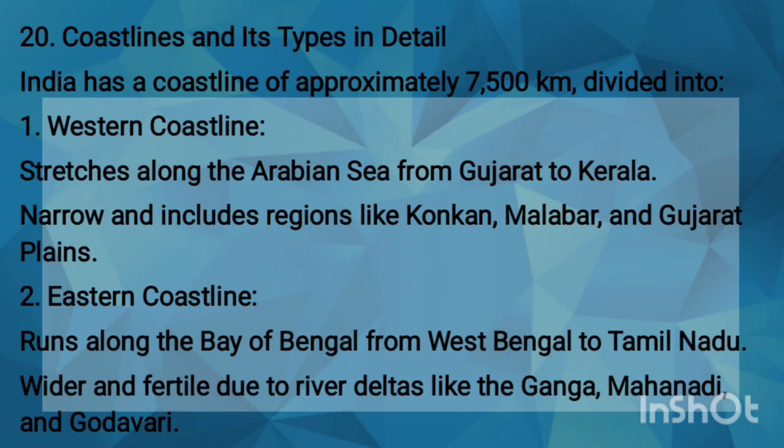Coastline and its types in detail. India has a coastline of approximately 7,500 kilometers, which is divided into the western and eastern coastlines. The western coastline stretches along the Arabian Sea from Gujarat to Kerala, is narrow, and includes regions like Konkan, Malabar, and the Gujarat plains. The eastern coastline runs along the Bay of Bengal from West Bengal to Tamil Nadu, is wider, and is fertile due to river deltas such as the Ganga, Mahanadi, and Godavari.